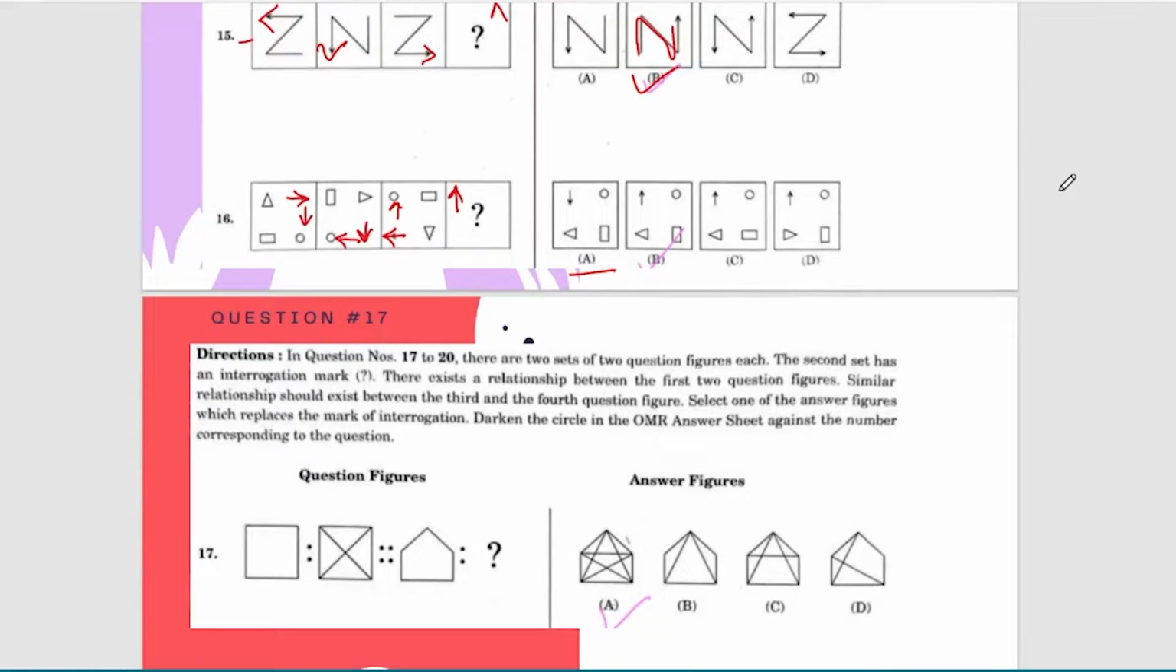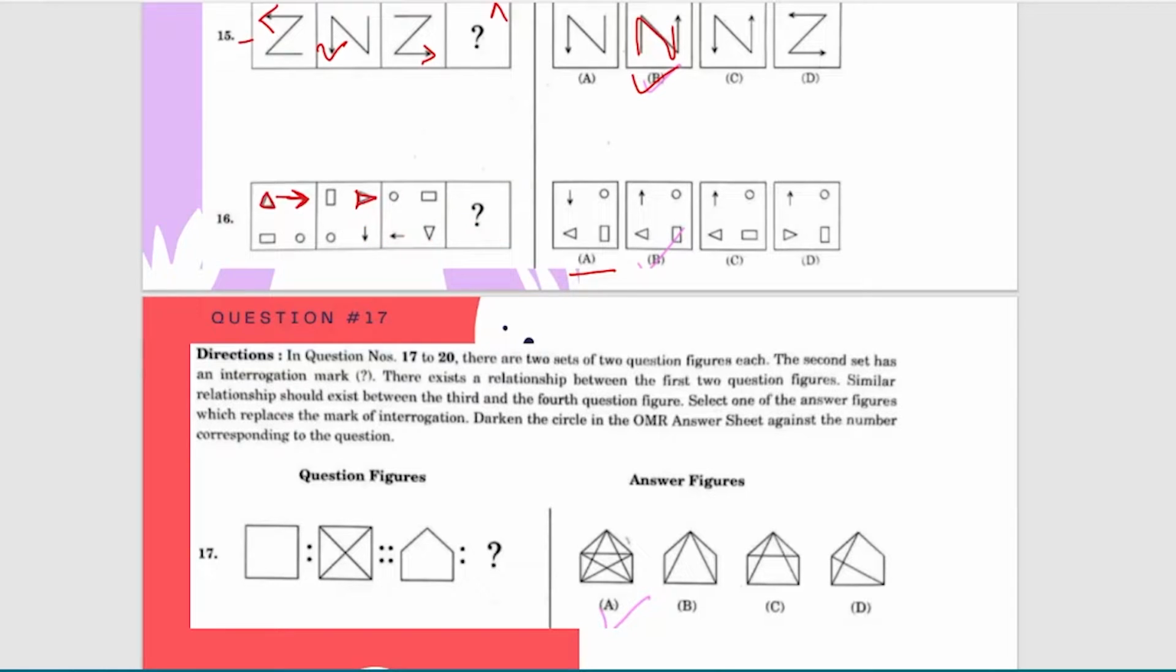pointing in the upward direction. Now we should see that over here the triangle is in this position and points upwards. Then the triangle goes from here to here and points to the right. Then it goes down and comes here and points downwards. So now it should go this direction and should point this way, right?